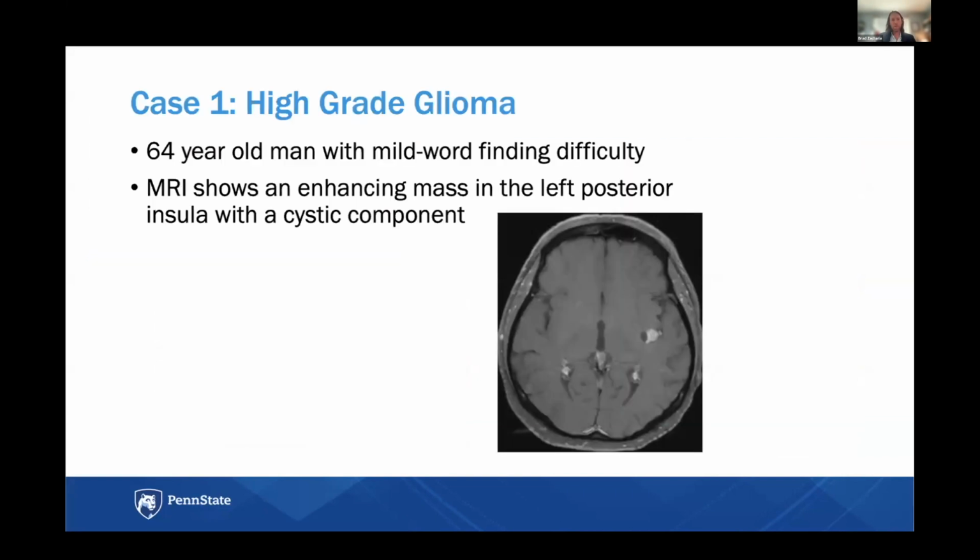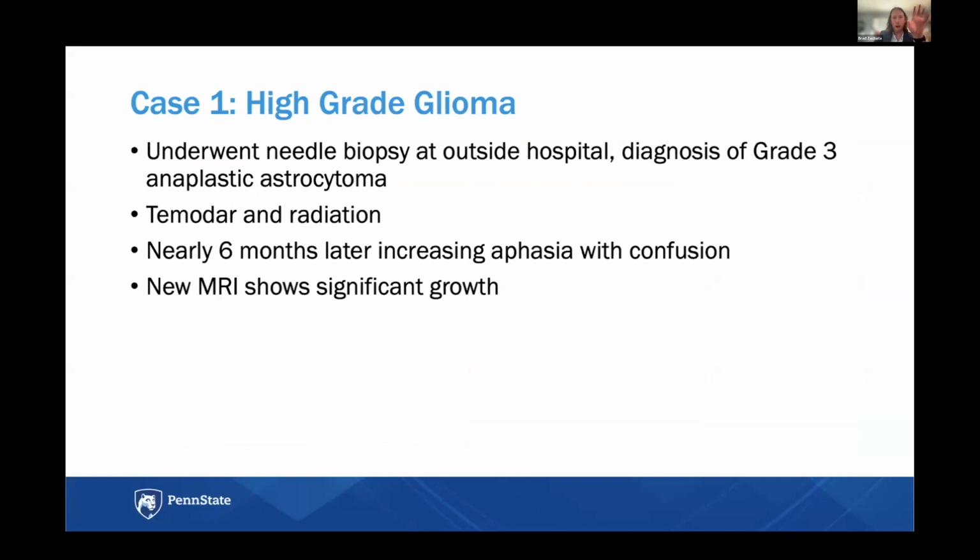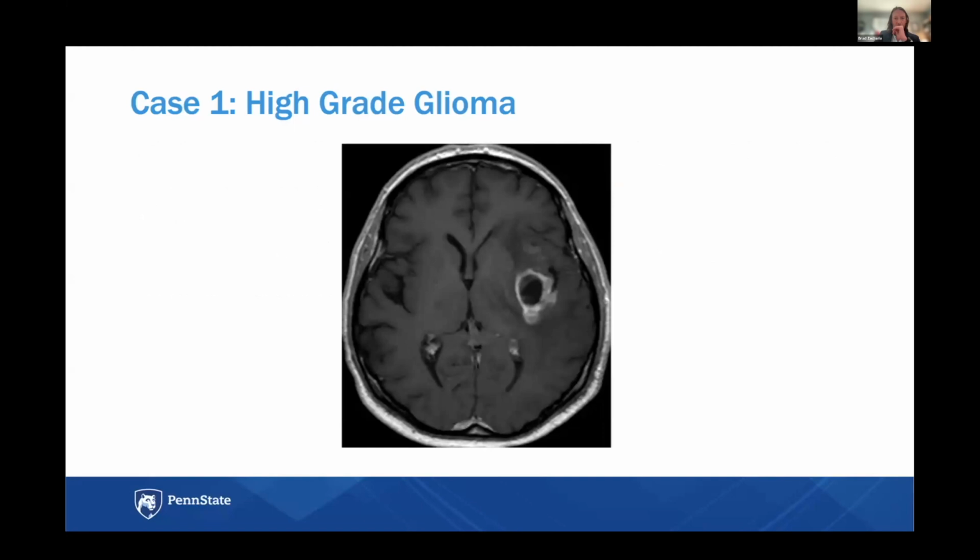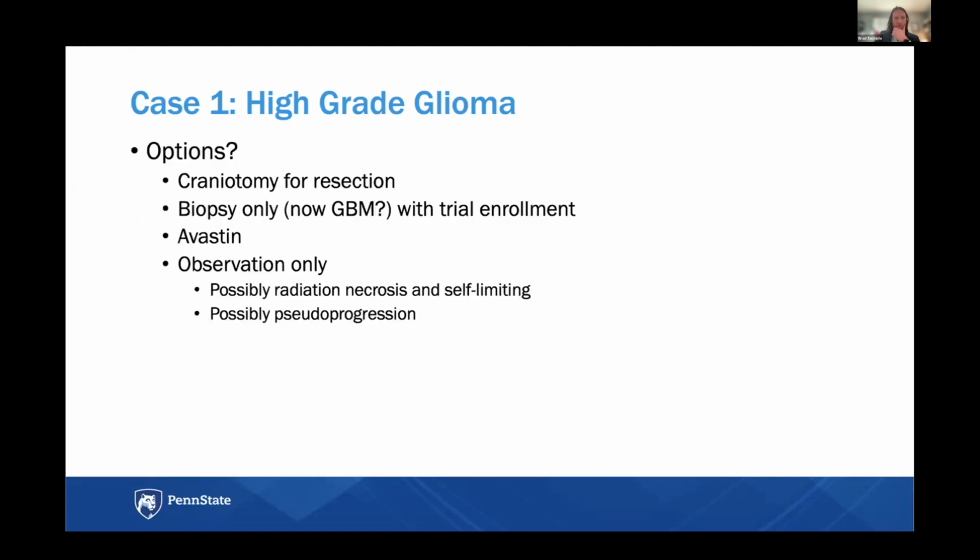So as an example here, this is a 64-year-old gentleman, mild word finding difficulty, who had this small mass in the insula. He underwent a biopsy at an outside center, was diagnosed with an anaplastic astrocytoma, and then underwent temozolomide and radiation there, and then presented 6 months later with aphasia and confusion that showed significant interval growth. So the question is what to do here: craniotomy, biopsy only, perhaps consider enrollment in a trial, Avastin, observation only.